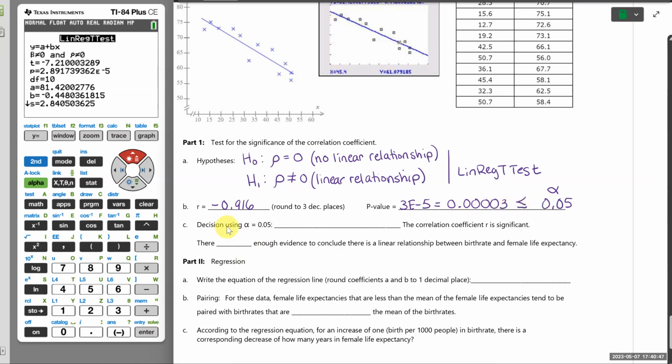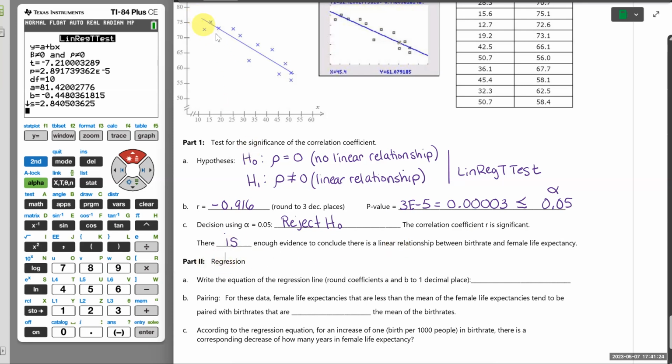All right, and then our rhyme is, when the p-value is low, let the null go. So our p-value is low, so we will be rejecting the null hypothesis, which means that our correlation coefficient for our sample is a significant value. And when we reject the null, we always support our claim. So there is evidence of a linear relationship between birth rate and female life expectancy. All right, so that's called correlation. And then if we conclude that there is a linear relationship between the variables, we move on to regression.